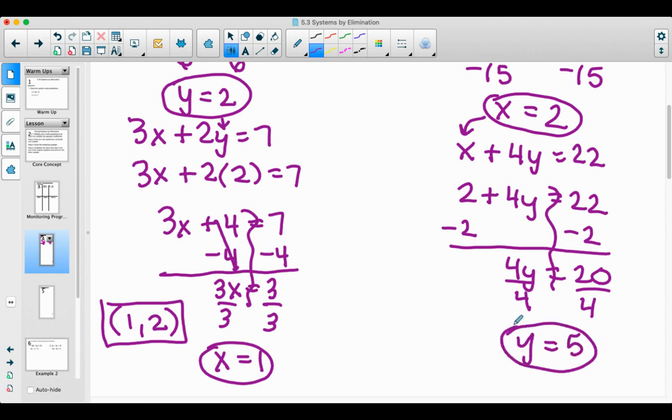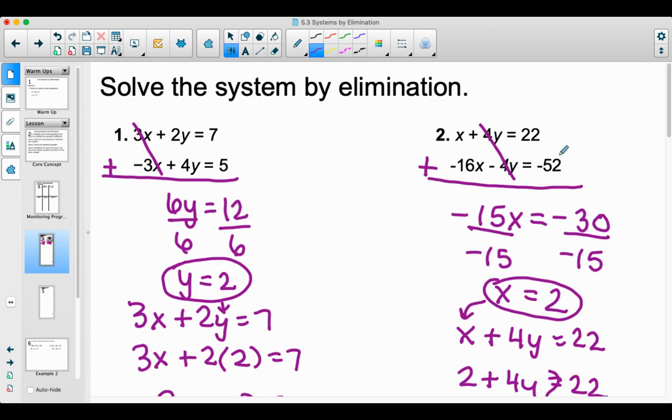Now you've got to make sure that you write this as an ordered pair because that is what the solution to a system is. And so our ordered pair here would be x is 2 and y is 5, which means these two graphs, or these two lines right here, if you were to plug that into Desmos, they are going to intersect at the point 2, 5.